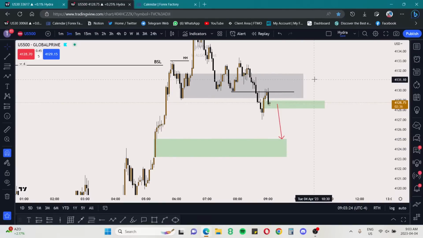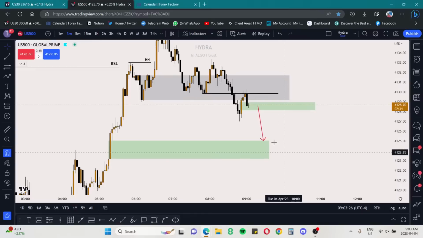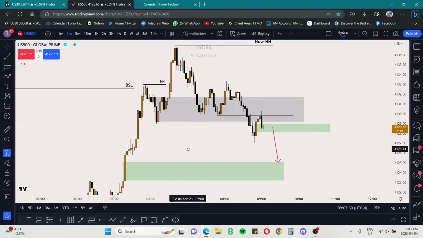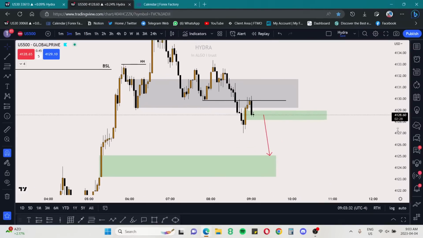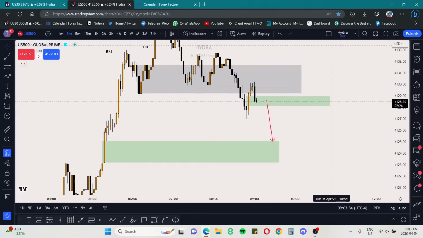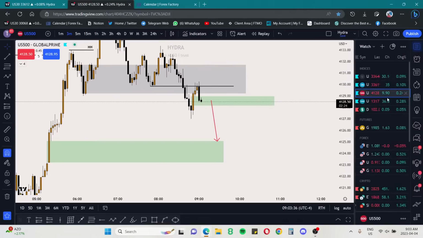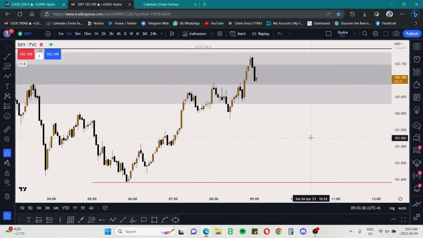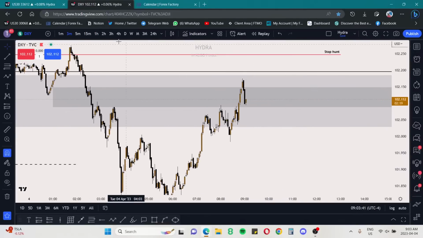We are tape reading, right? We want to see how price reacts to different zones. We are learning. I'm learning with you, and you are learning with me. That's what we are doing. Let's see what it does. What is dollar doing? Let's go on the dollar. Dollar. What is dollar doing?